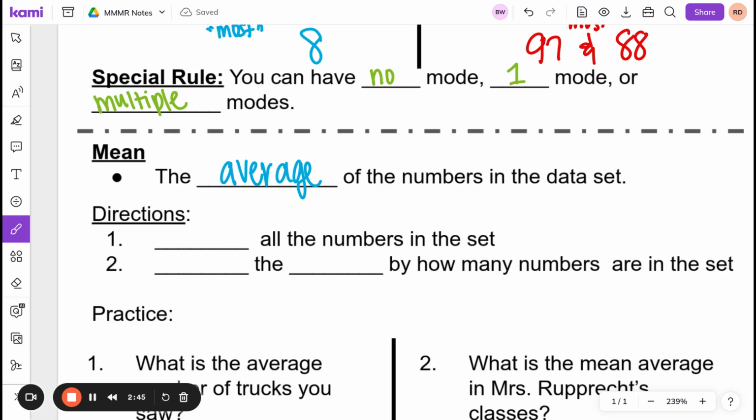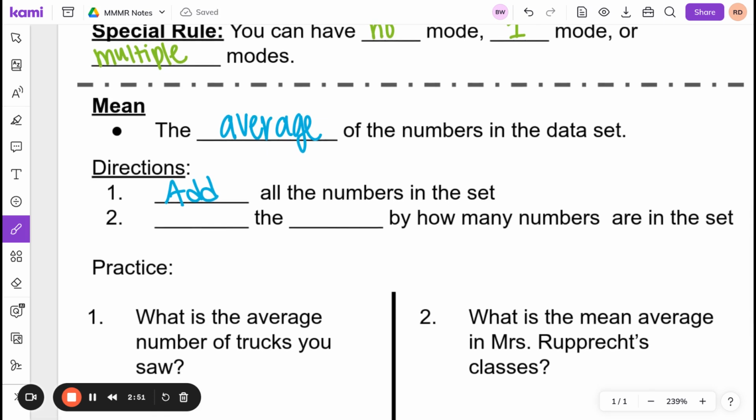So there's still only 2 steps. Step 1, we're going to add all of the numbers in the set. And then step 2, we're going to divide the sum, or the answer, by how many numbers are in the set. So I'm going to explain that here a little bit better.